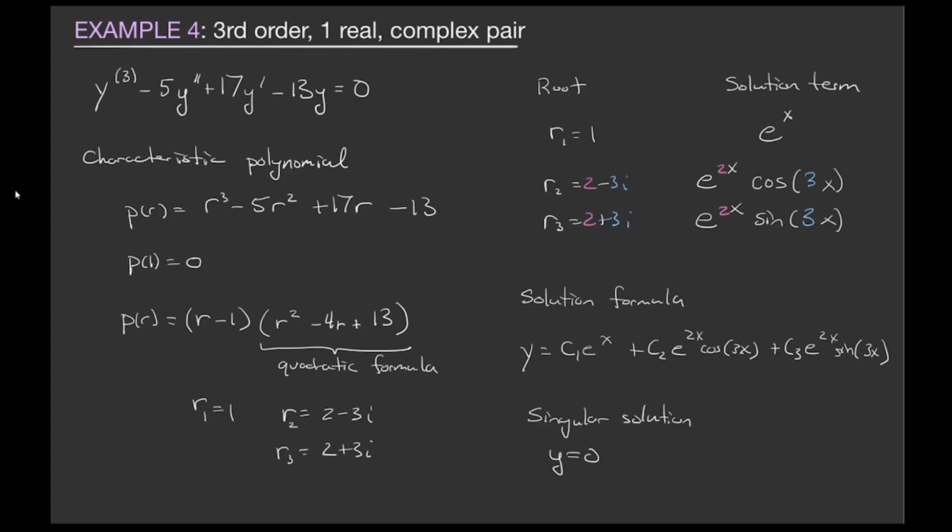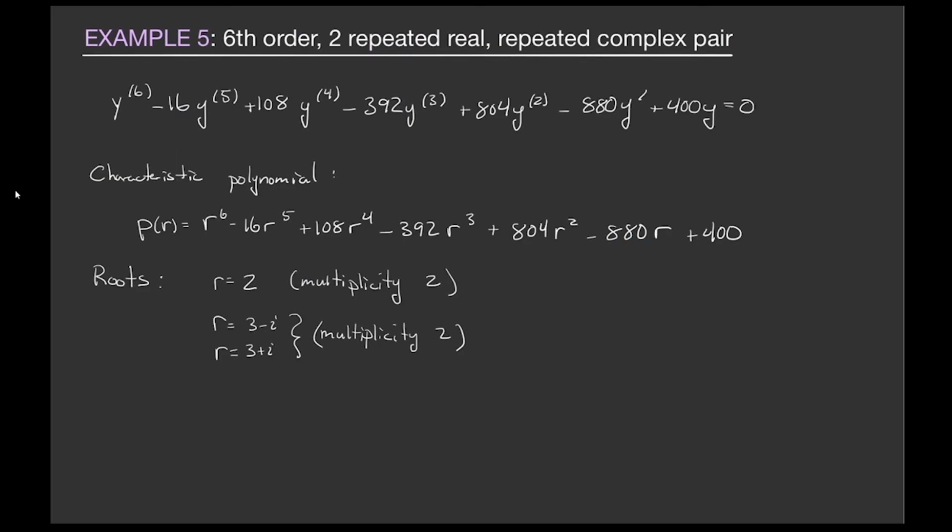Let's look at our last example. Now, here we have a sixth order linear, constant coefficient, homogeneous differential equation. And I've pre-written the characteristic polynomial, which we know exactly how that's going to look at this point. And I've pre-found the roots. Now let's see what the solution terms will look like.